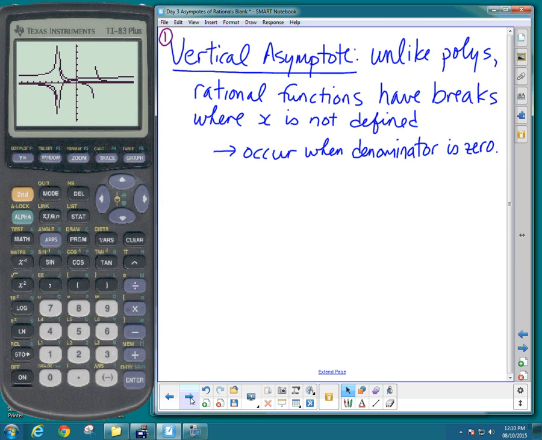So our first conclusion then is vertical asymptotes pop up when we do this. So unlike polynomials, rational functions have breaks where x is not defined, and it occurs when the denominator is 0. So if I give you a rational function, the first thing I'm going to ask you to do is find vertical asymptotes. You can find when the denominator is equal to 0 and find the x values to do that.